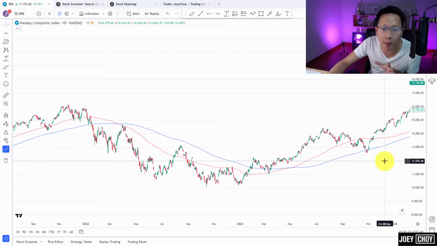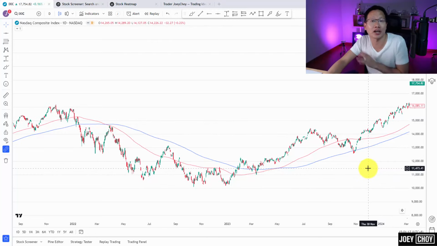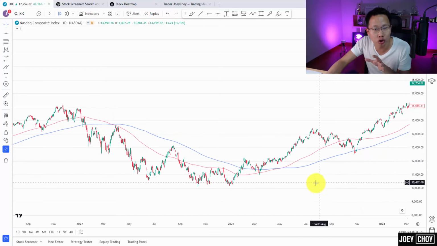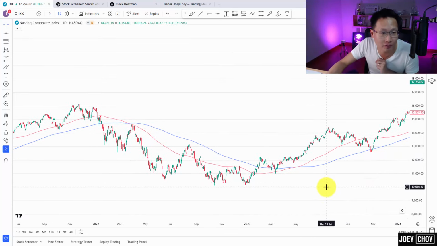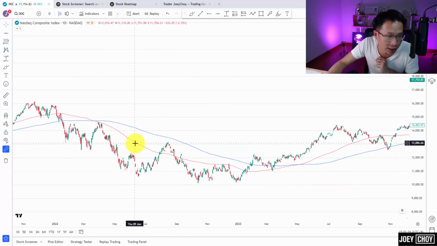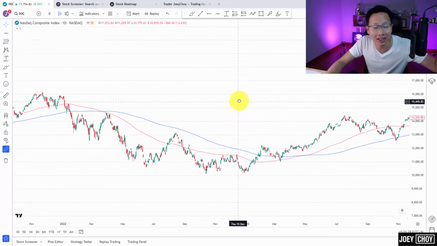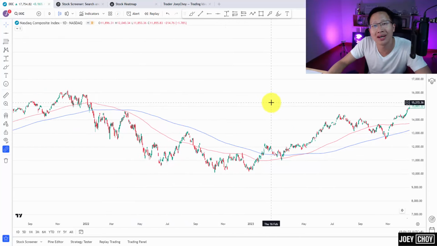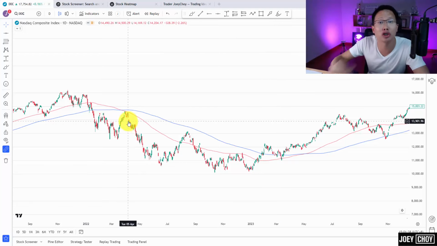This is the Nasdaq Composite Index that tracks the top technology companies in the US. You can see we have put out just two simple moving averages. This is the red line, which is the 100 days moving average, and the blue line is the 200 days moving average. It's a longer term moving average, so the blue line will react a little bit more slowly compared to the red line, the 100 days moving average. So very simple, right?